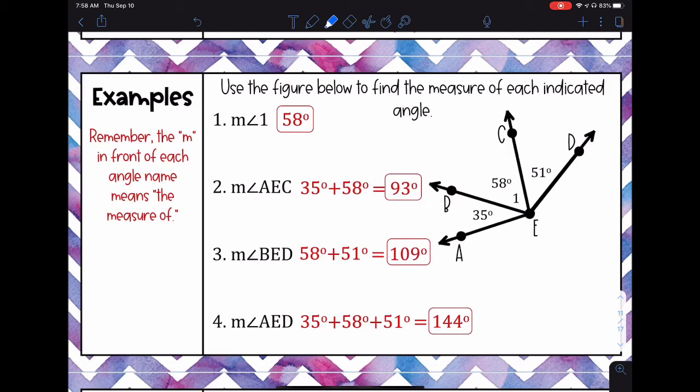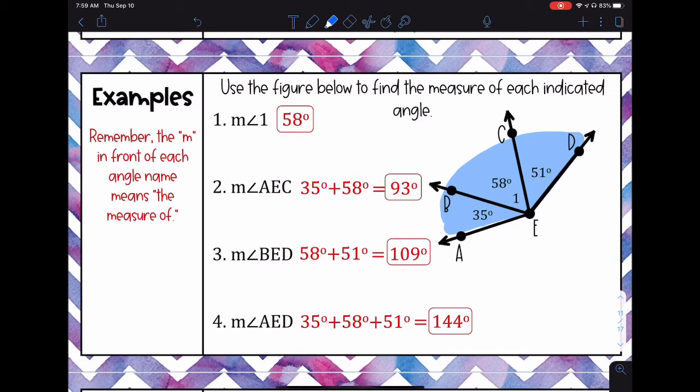All right, let's do this last one. It says measure of AED. So I want the total AED. I want the big one. So that's AED, and I want everything in between. Okay, so I want all of this. So that means I would take 35 plus 58 plus 51. Type that in your calculator, you get 144. And you just did all those problems.